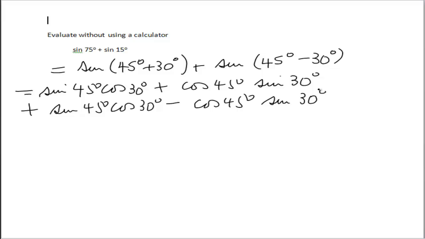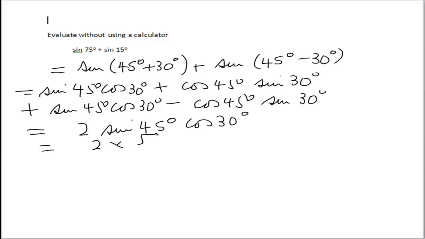Now if you add those, you'll notice the plus cos 45 sine 30 will be eliminated. So you end up with 2 sine 45 cos 30. And this is the same as saying 2 times root 2 over 2 times root 3 over 2. And that gives you root 6 over 2. The answer is root 6 over 2.